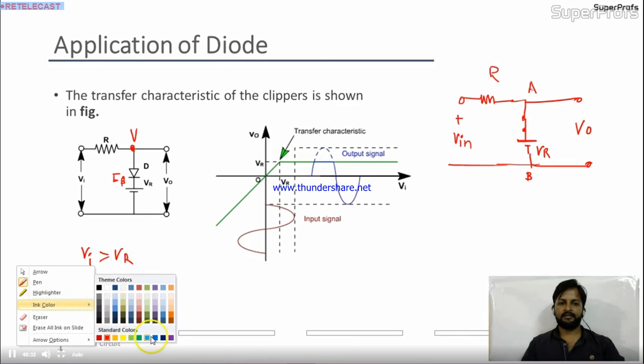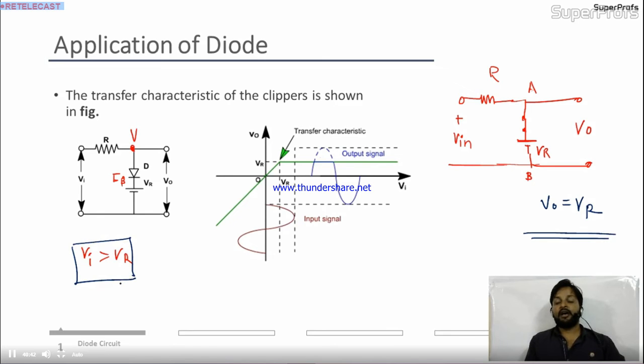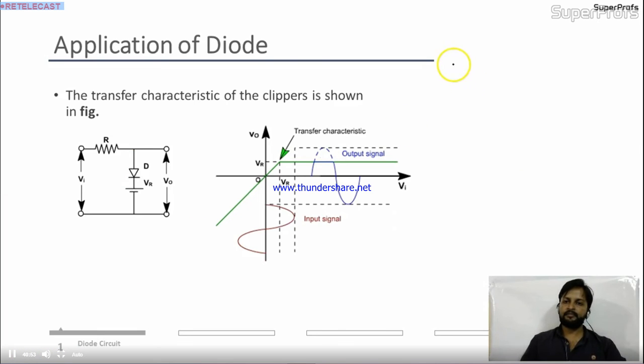Let me change the color. So V0 will be VR or not? Once you achieve this condition, your output will be VR throughout. Is it okay? Now, how will we draw the waveform for this? Now I'm going to draw it.